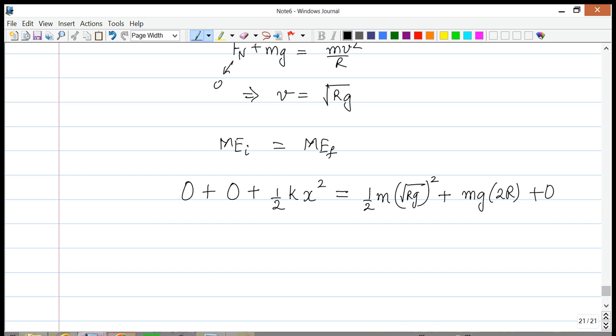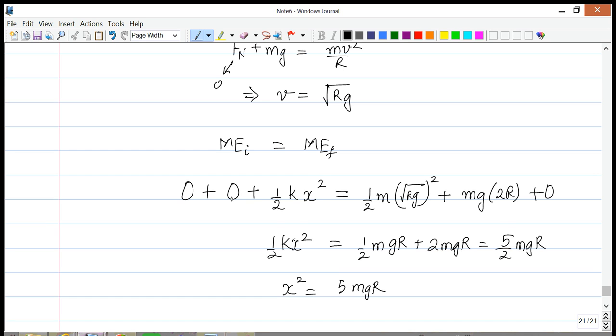Now we can simplify this. Let's write this as 1/2 k x squared equals 1/2 m g r plus 2 m g r, and as you've guessed, 1/2 plus 2 is 5/2, so it's 5/2 mgr. And now the halves cancel out. We have x squared equals 5 mgr over k, which implies that x is equal to the square root of 5 mgr over k. So this is how we obtain the amount that the spring has to be compressed by.